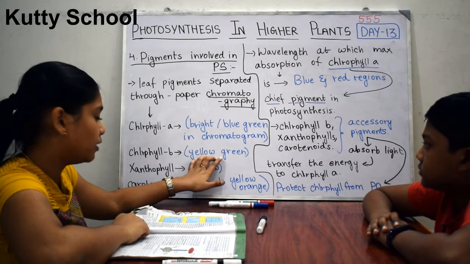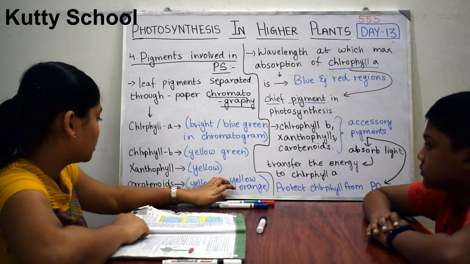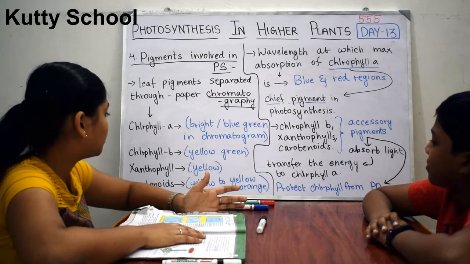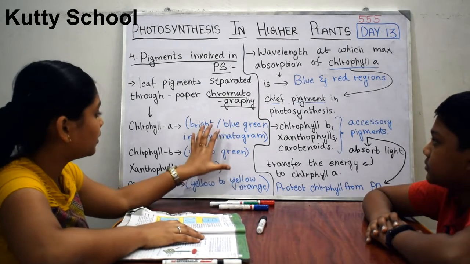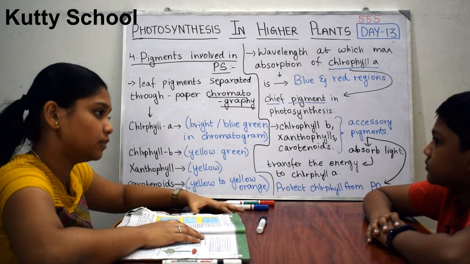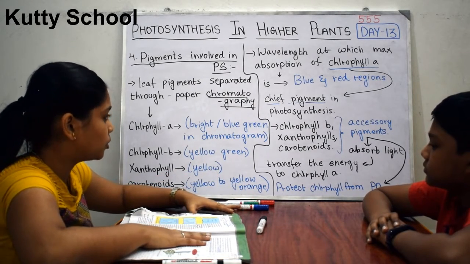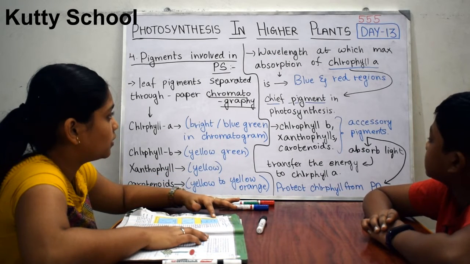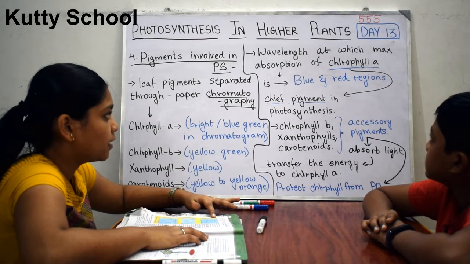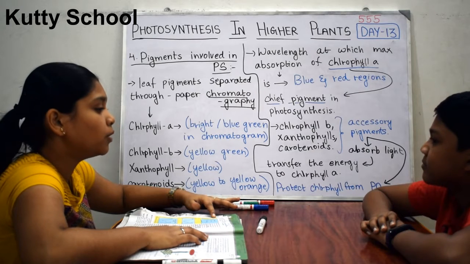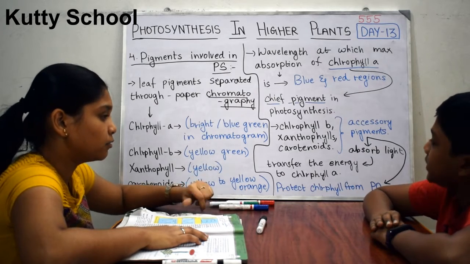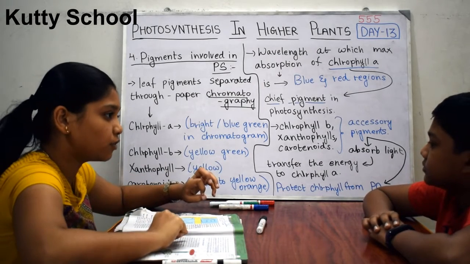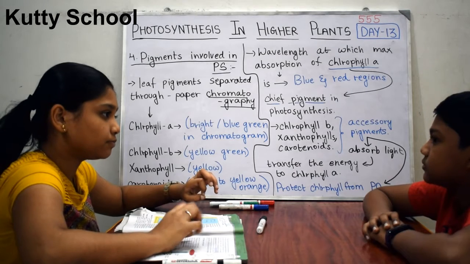Chlorophyll B is yellow-green. Xanthophylls are yellow, and carotenoids are yellow to yellow-orange. These pigments absorb different wavelengths of light. Chlorophyll A absorbs the blue and red regions of light in the prism. We have already seen this one in classes. It absorbs blue and red regions of the wavelength.